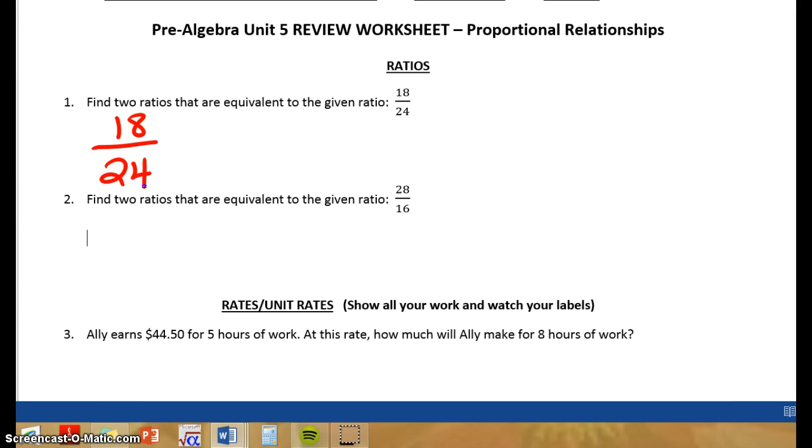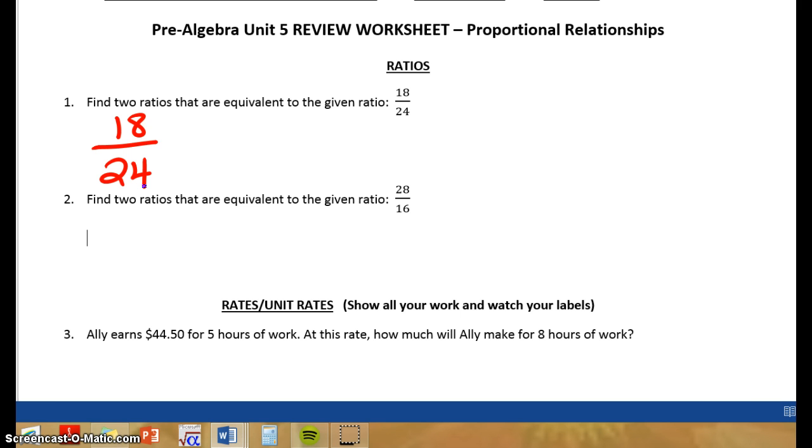Now these two questions, there's going to be a lot of variance with our answers as long as you are multiplying both your numerator and denominator by the same number, or dividing your numerator and denominator by the same number, and it goes in evenly to both numbers. You're going to have a ratio that is equivalent. So my answers might be different than yours, but that is okay.